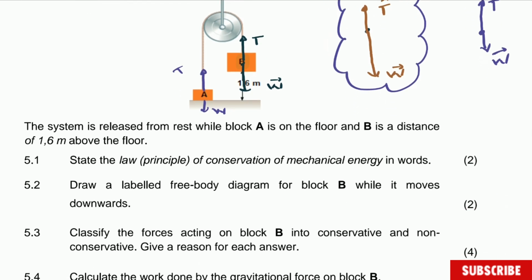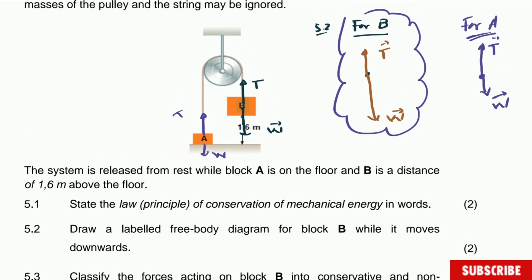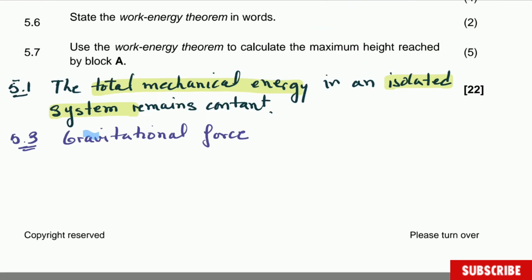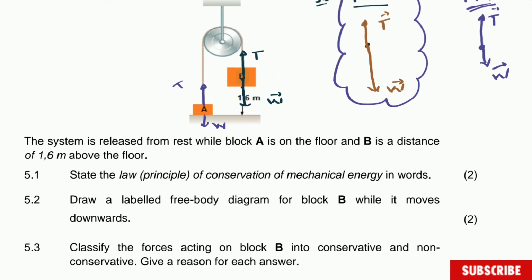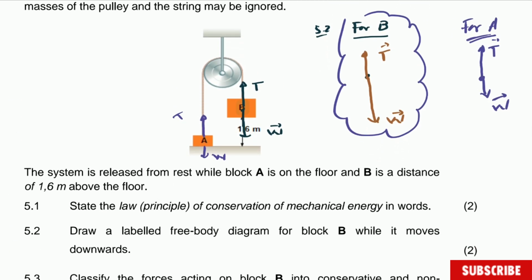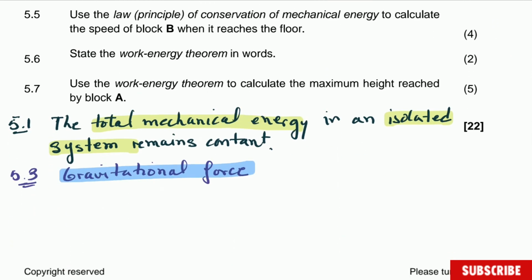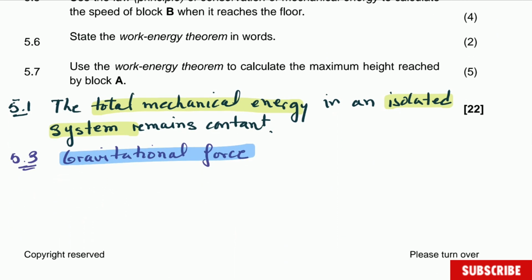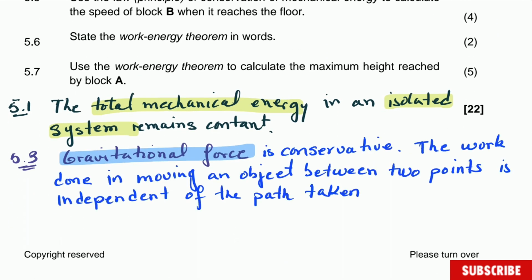Right? Question 5.3. Classify the force acting on block B into conservative and non-conservative. Give a reason for your answer. Now, there are only two forces acting, as we saw in the free body diagram. All right, there is tension and weight. So we're going to start with weight or gravitational force. Gravitational force is a conservative force.